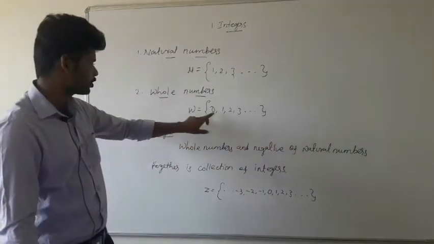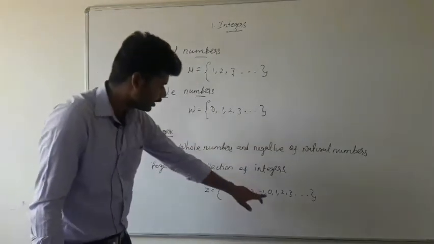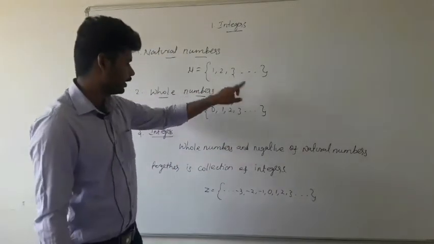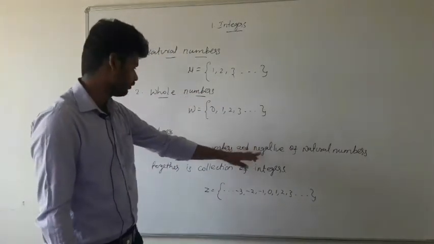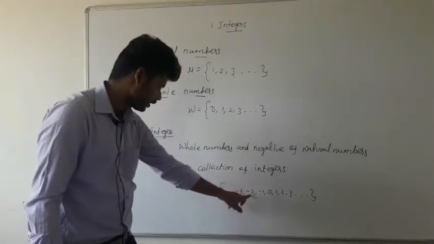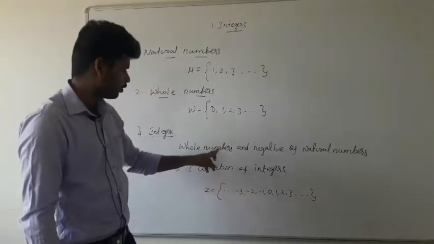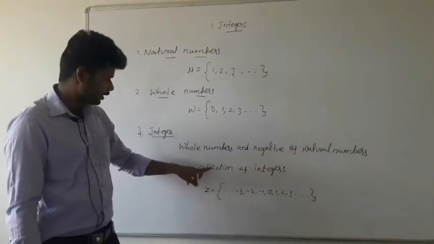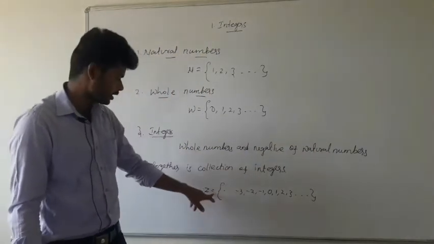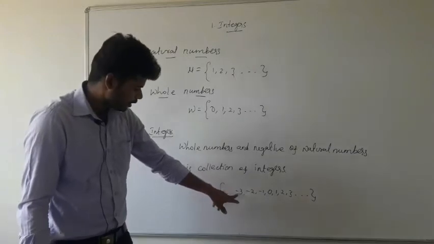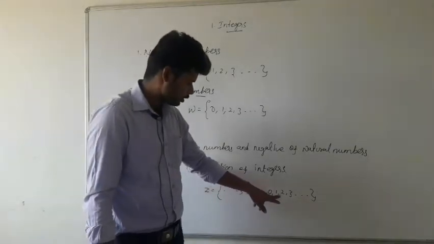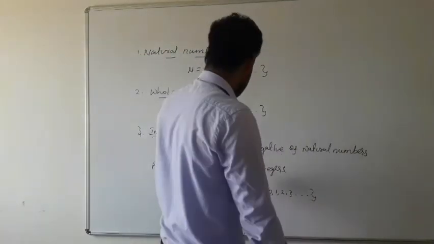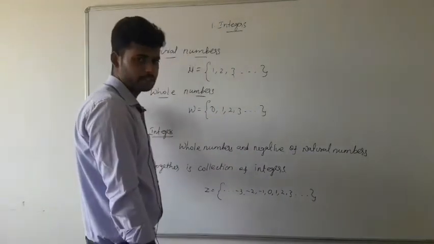Already in whole numbers: 0, 1, 2, 3. Here, writing on the right hand side, natural numbers 1, 2, 3. Here the negative of natural numbers: minus 1, minus 2, minus 3, etc. Whole numbers and negative of natural numbers together are the collection of integers, equal to the set of minus 3, minus 2, minus 1, 0, 1, 2, 3. Right hand side is fully positive integers, left hand side is fully negative integers.